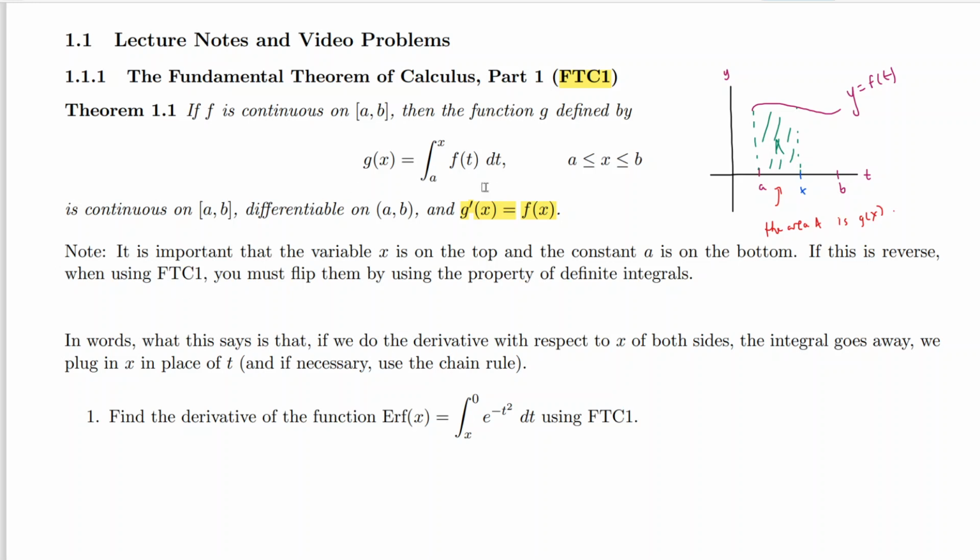A couple of things I have to mention before we work on the problems: the setup here is very important. So a is a number. It can be any number, by the way, as long as it satisfies this continuity condition, but that'll be chosen for us in the problems. And then the variable x is on the top. So it is important that the variable x is on the top and that the constant a is on the bottom. If these are flipped, so let's pretend that x is on the bottom and a is on the top, you have to use that integral property to flip the bounds or limits of integration. And I'll show you that in the first one.